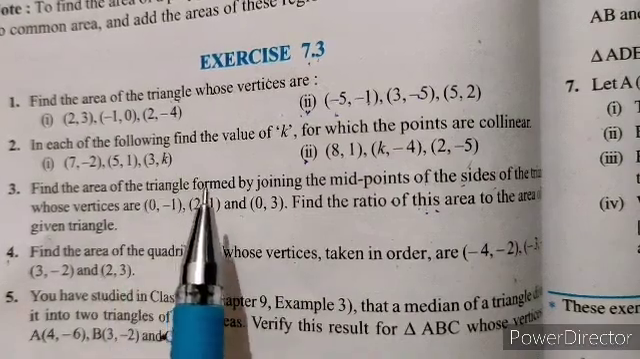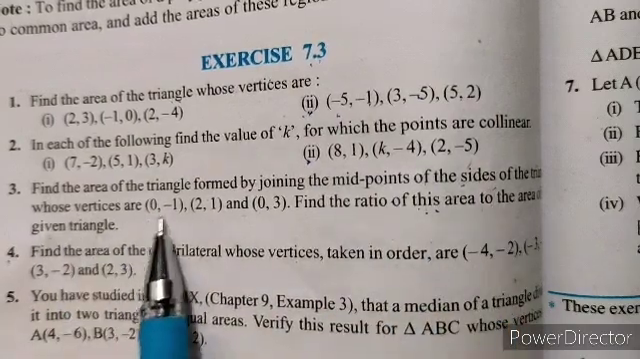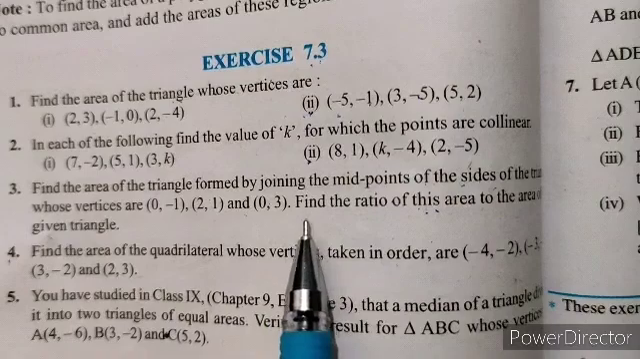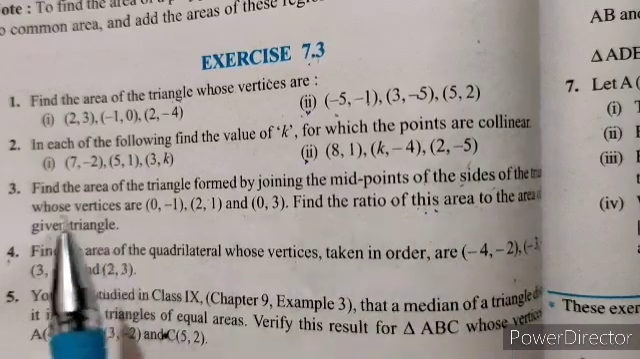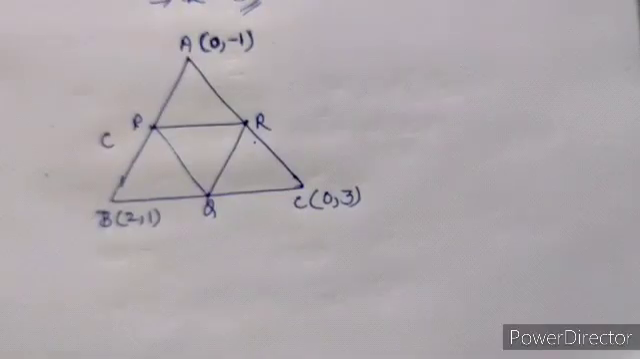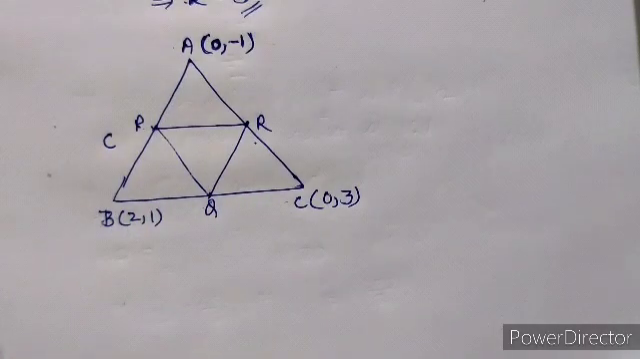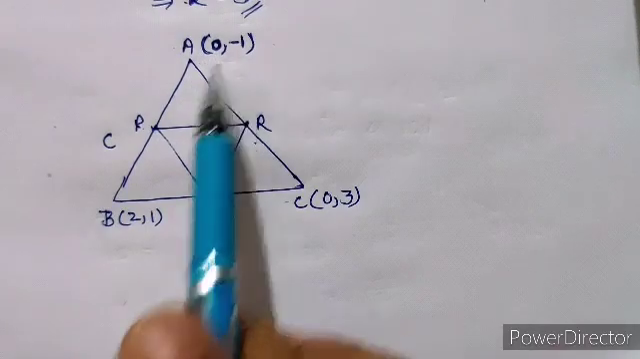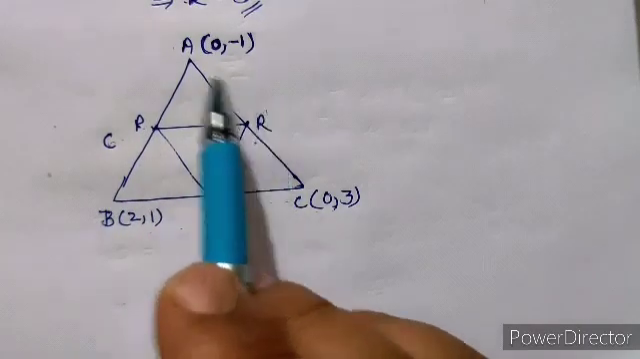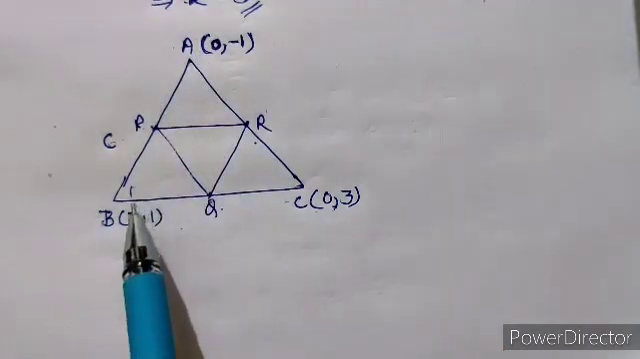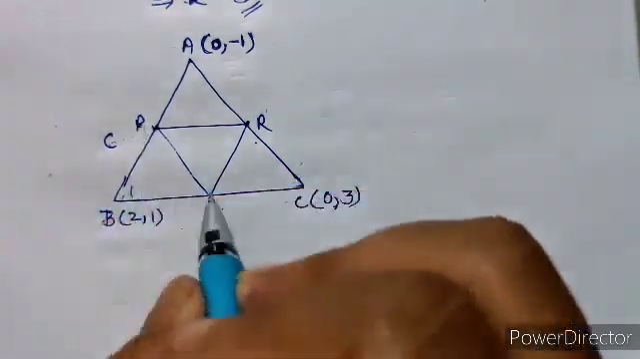In question number 3, we have to find the area of the triangle formed by joining the midpoints of the sides of triangle whose vertices are given to us, and we also have to find the ratio of this area to the area of given triangle. Suppose triangle ABC is the given triangle whose vertices are (0, -1), (2, 1) and (0, 3). Now let P, Q and R be the midpoints of AB, BC and AC respectively. First of all we will find out the coordinates of P, Q and R.